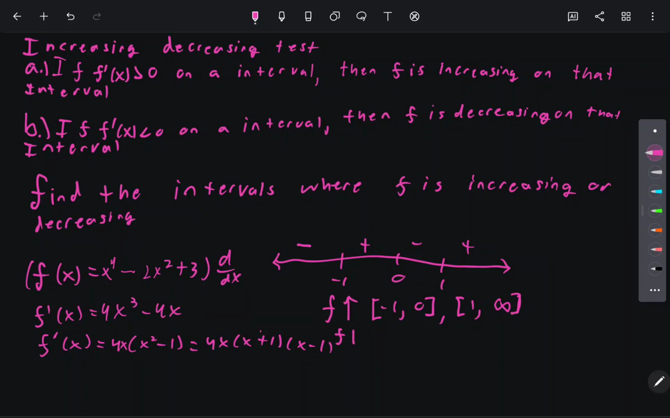So then we have f is decreasing where f prime is negative. Since we know f prime is negative from negative infinity to negative 1, we can't include infinity, so I accidentally did include that infinity up there. So we know that f prime is negative, so f is going to be decreasing from negative infinity to negative 1. And then we know it's going to be decreasing from 0 to 1.